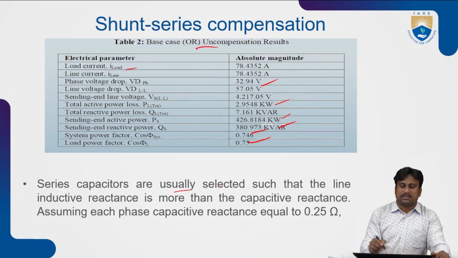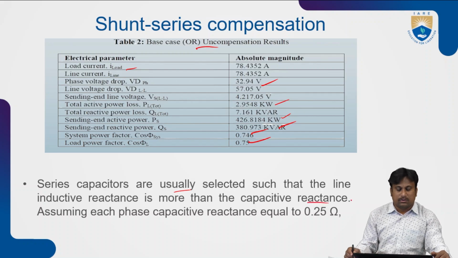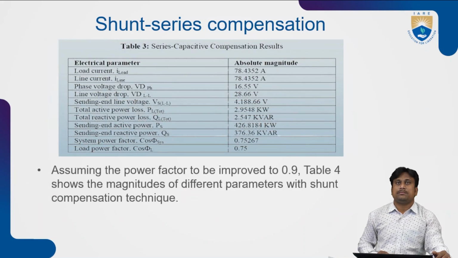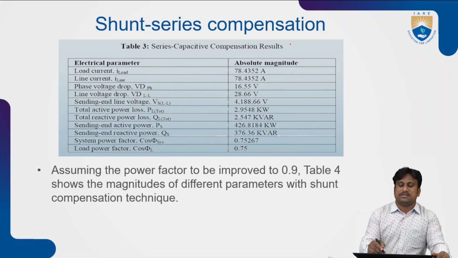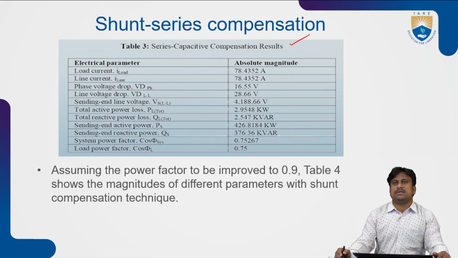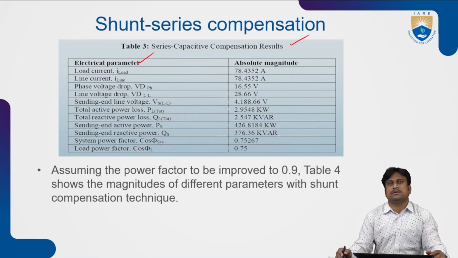Series capacitors are usually selected such that the line inductive reactance is more than the capacitive reactance. So assuming that each phase capacitive reactance is equivalent to 0.25 ohms, this is the case of series capacitive compensation. When the compensation is done, how will these factors influence the parameters?